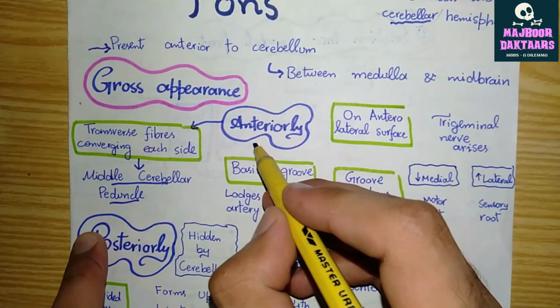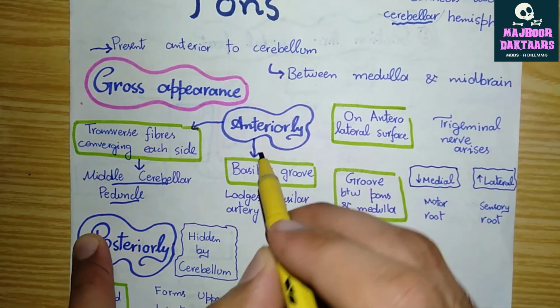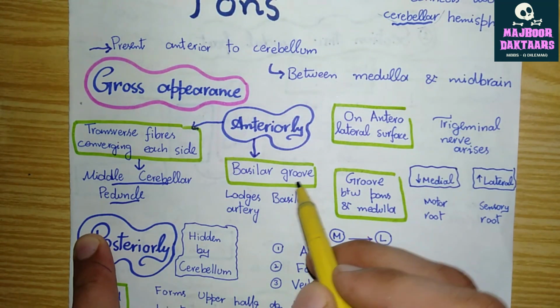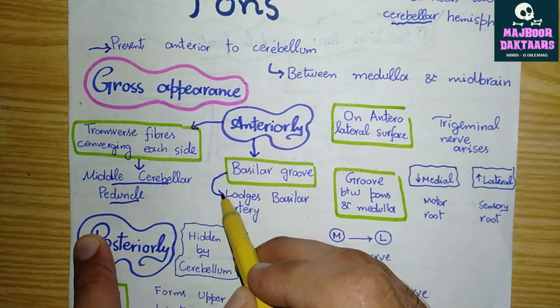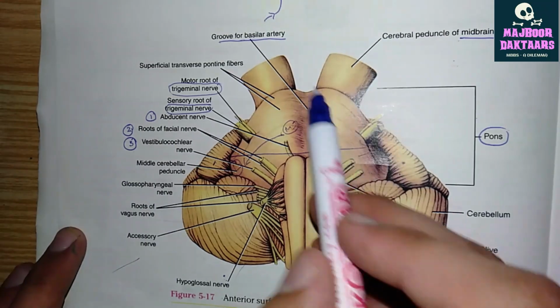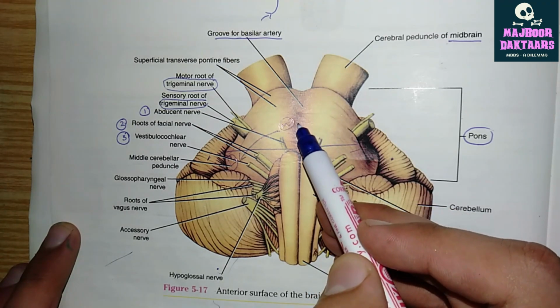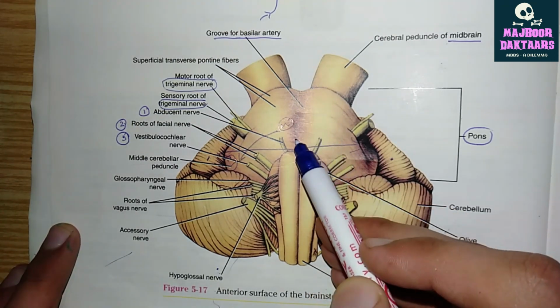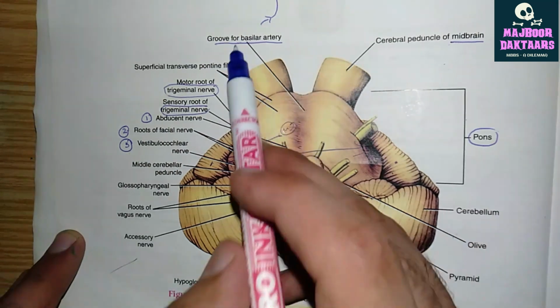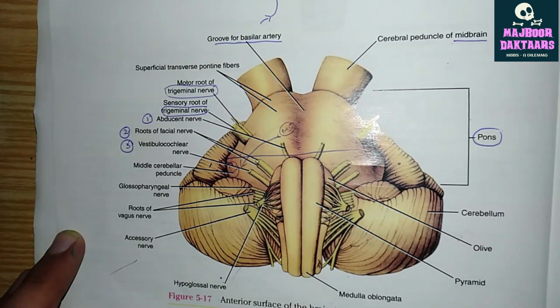On the anterior aspect, we also see a groove known as the basilar groove, which lodges the basilar artery. This is the pons, and on the anterior aspect there is a groove shown here. This is known as the basilar groove, which lodges the basilar artery.